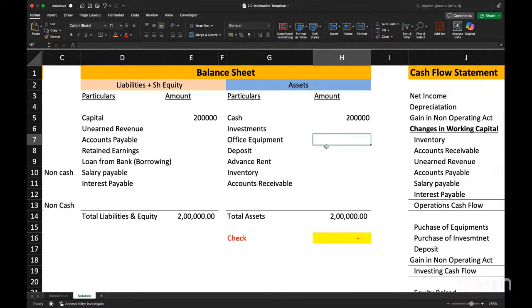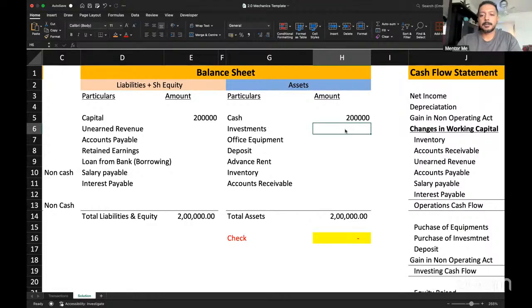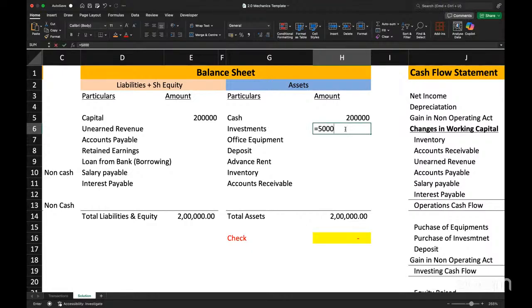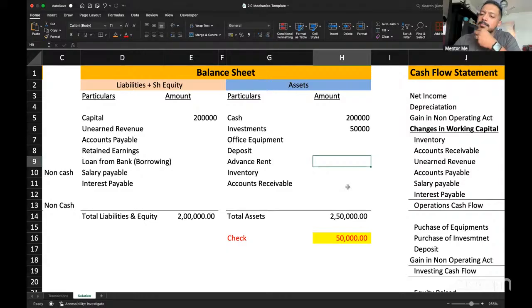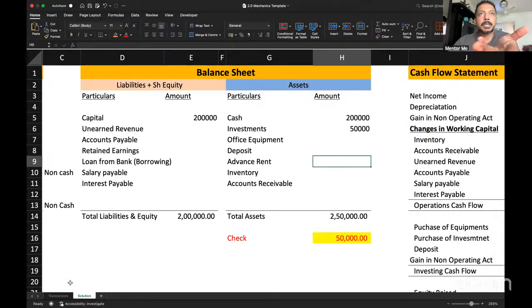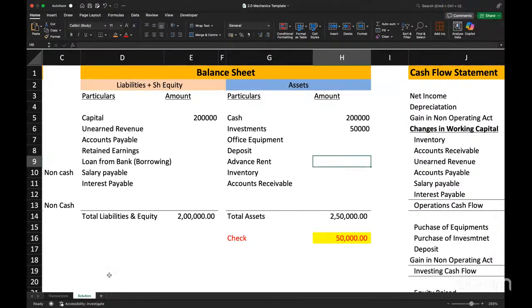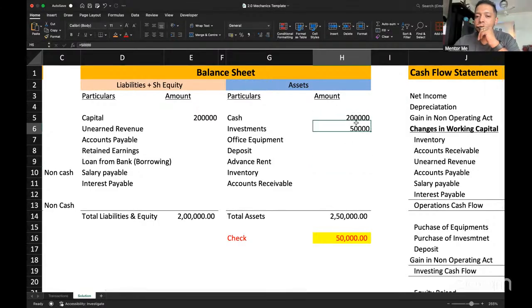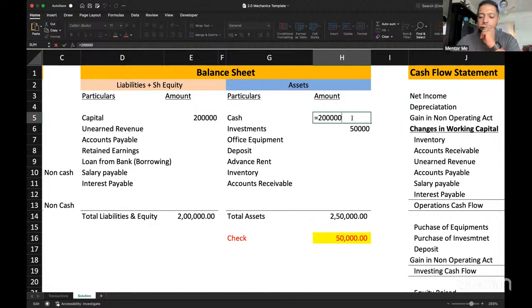Investment. So here on the asset side, we'll put that 50,000. And on the liabilities and stakeholders equity, it will go to, not really, unearned revenue, accounts payable. 50,000 is the investments that we are doing. So what is the source of investments? Cash. So reduce the cash by 50,000.